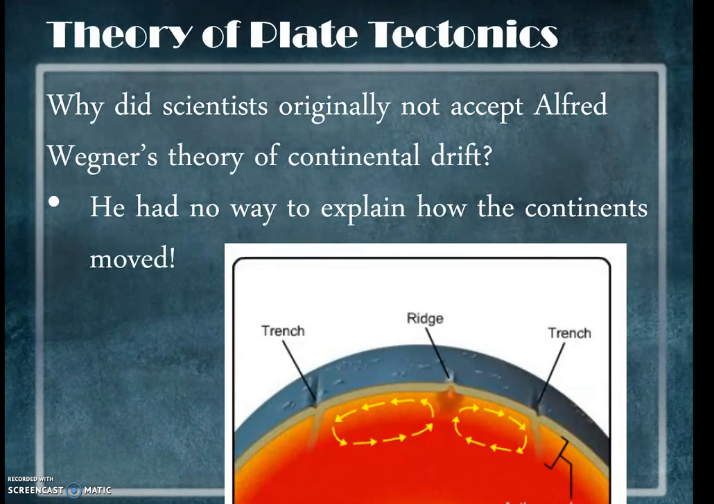So how are these plates moving? That's the big question that Alfred Wegener could not answer. That's why scientists did not originally accept Alfred's theory of continental drift, because he had no way to explain how the continents moved. Now, today, we have a theory of how they move, but he at the time did not. And that's what we're going to talk about next.